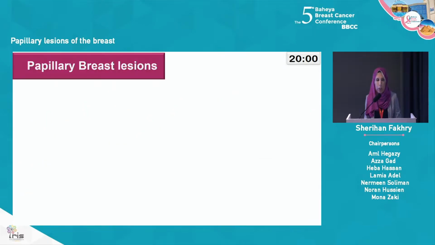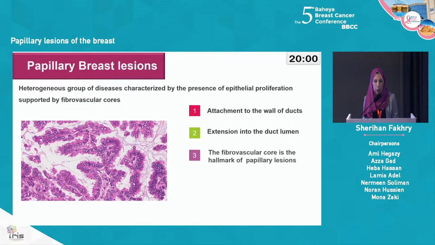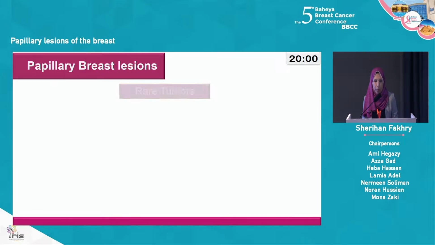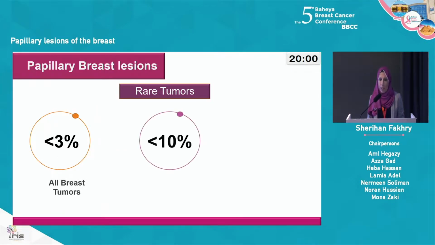So what are papillary breast lesions? They are a heterogeneous group of diseases characterized by the presence of epithelial proliferation supported by fibrovascular cores. They have common features: the attachment to the wall of the ducts, the extension into the duct lumen, and the presence of the fibrovascular core. A lesion featuring small papillary-like projections with the lack of a fibrovascular core is termed micropapillary carcinoma.